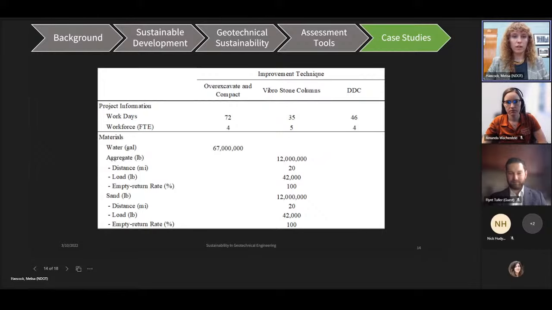So we have water. The first option uses a lot of water. The second and third options don't use water. And then we have the other things on the left side there that are all incorporated. The work days are an important aspect because clients may have a very strict timeline. So that is part of their considerations in choosing which technique to go with, and then how big their workforce needs to be.